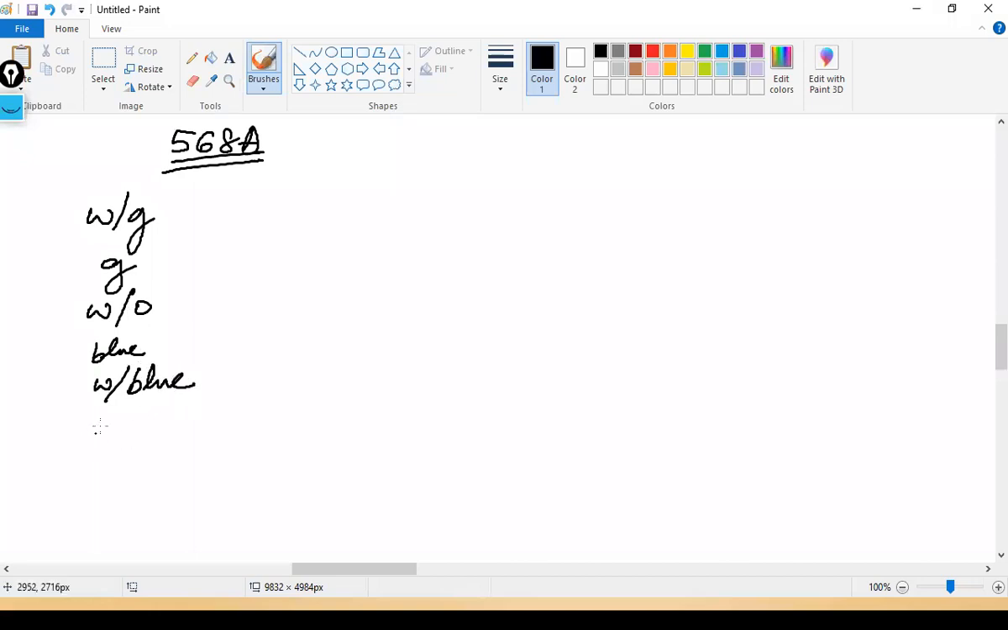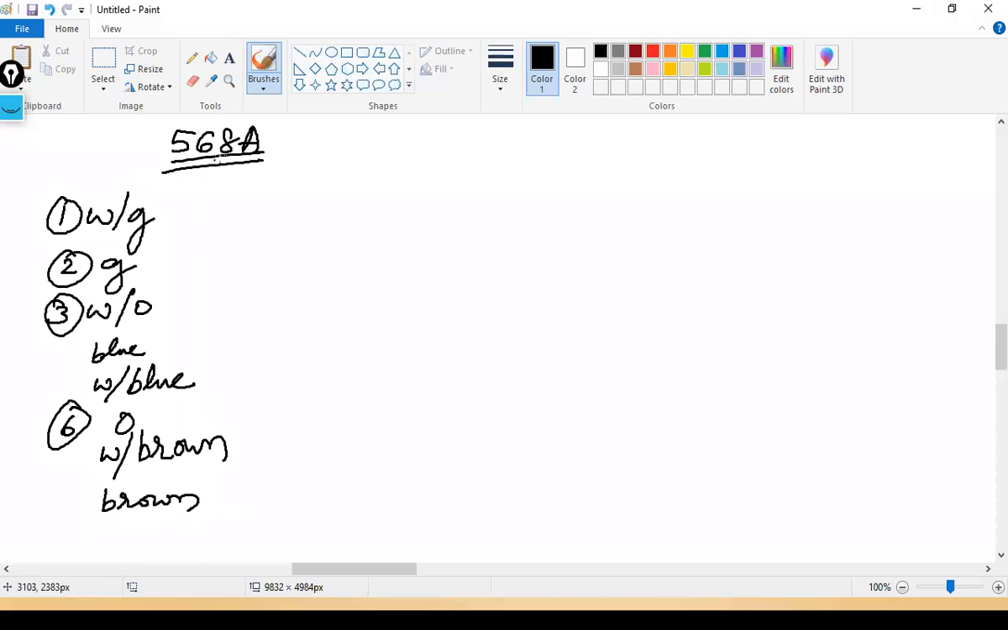And next, this orange comes here. You have to remember pins 1, 2, 3, and 6, which are important. The 7th pin here is white brown. And the 8th one is brown. So this is the 568A standard: white green, green, white orange, blue, white blue, orange, white brown, and brown. Clear, guys?